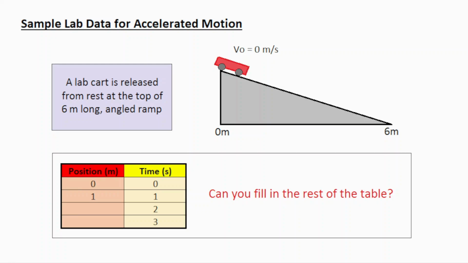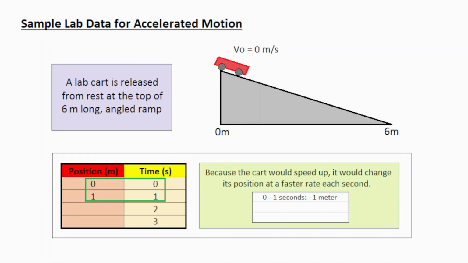The cart starts at a position of 0 meters, and 1 second later, the cart has moved 1 meter along the ramp slope. The question is, what might be the data points for the missing 2 boxes in the position column? Well, the cart has moved 1 meter in the first second. Because the object is speeding up, I expect the cart to move a length greater than 1 meter in the next second. So from 1 to 2 seconds, I'll say the cart has moved 2 meters, and I'll say that it reaches a position of 3.